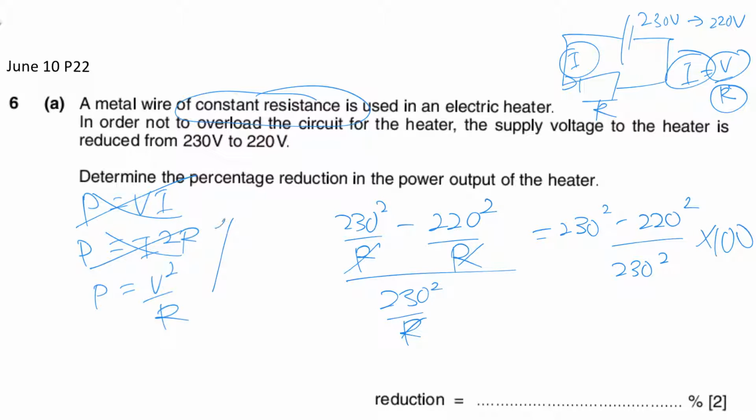So for the percentage reduction, the whole thing you must multiply by 100. So therefore you will get your answer, which is 8.5%. You must write it in a maximum of 2 SF for percentage reduction or percentage change.